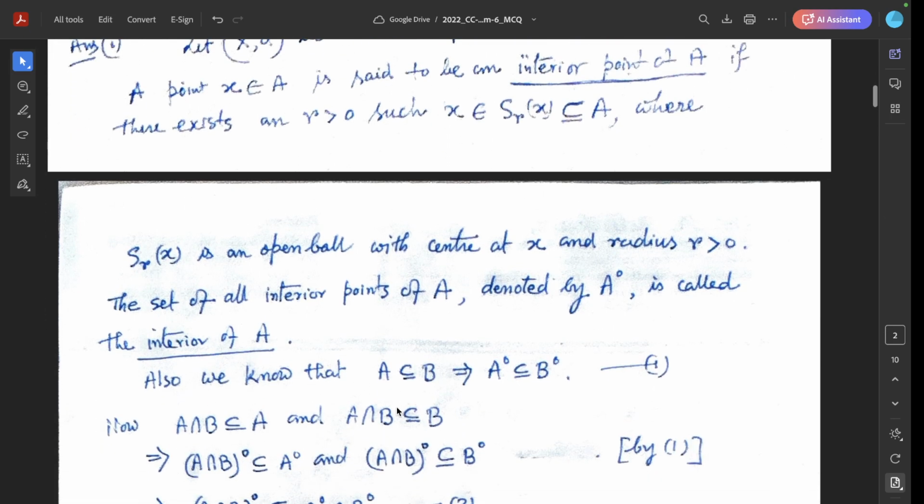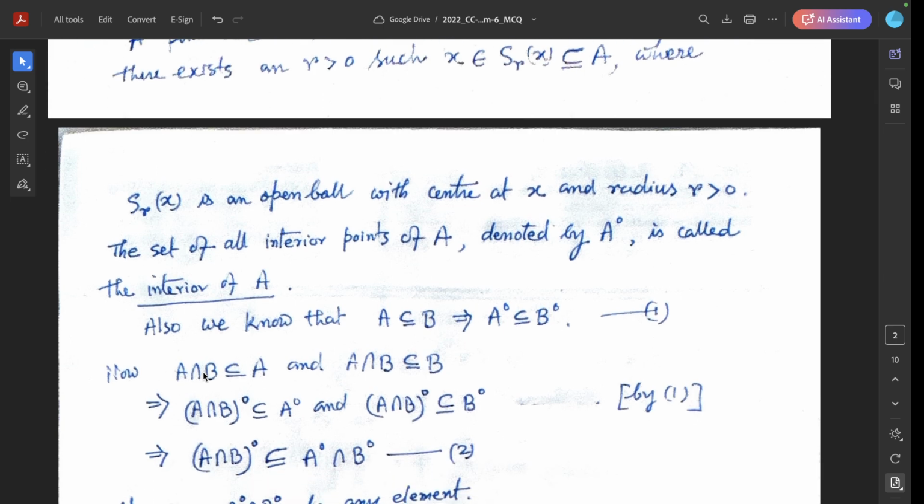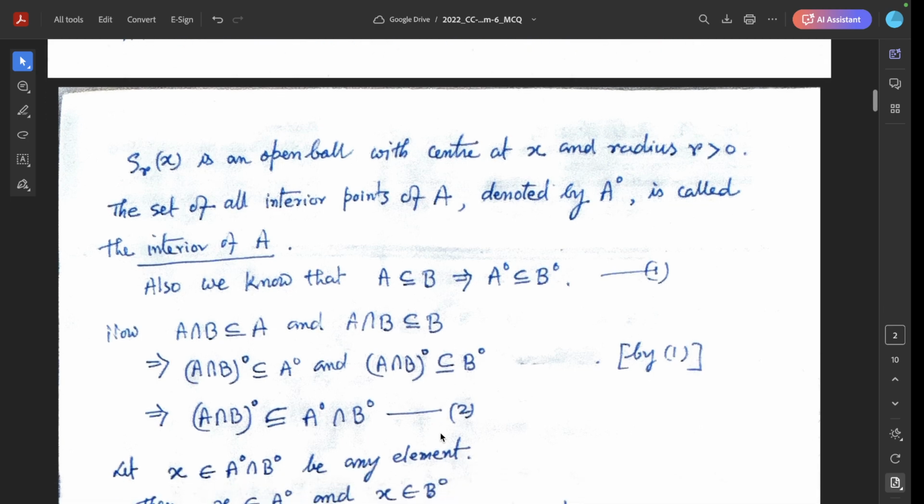Now we know A is a subset of B implies A naught is a subset of B naught. Now (A ∩ B) is a subset of A and (A ∩ B) is a subset of B. Hence, by this property 1, (A ∩ B) naught is a subset of A naught and (A ∩ B) naught is a subset of B naught. Hence, we get (A ∩ B) naught is a subset of A naught ∩ B naught.